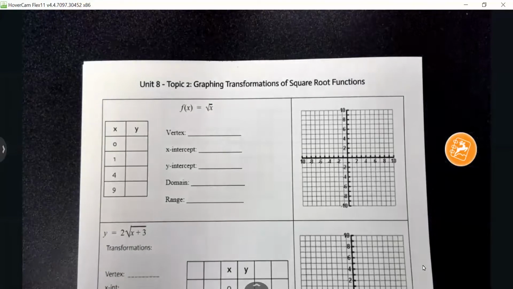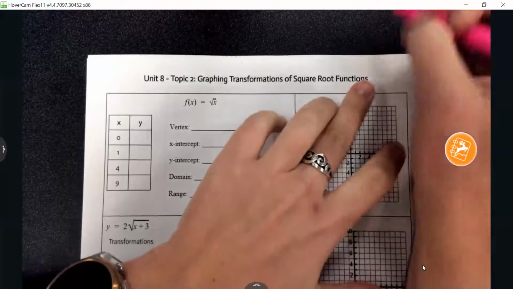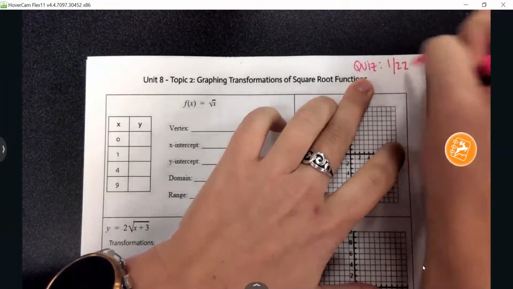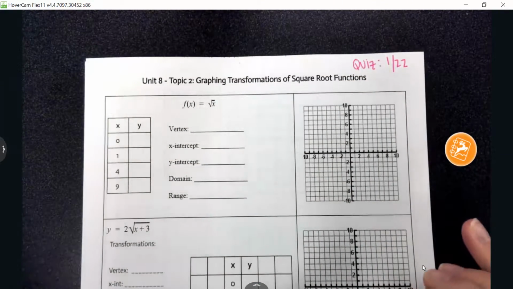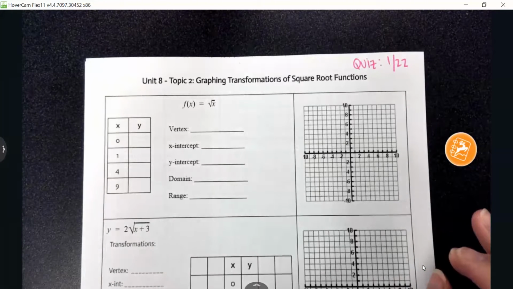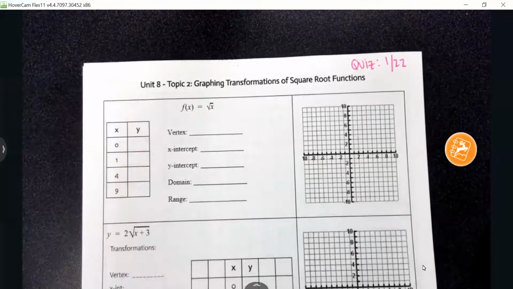All right, in case you forgot, you have a quiz over topic 1 and topic 2. Your quiz is tomorrow. That's Friday the 22nd. Topic 1 and topic 2. Your earbud should be away. Your cell phone should be away. Okay?